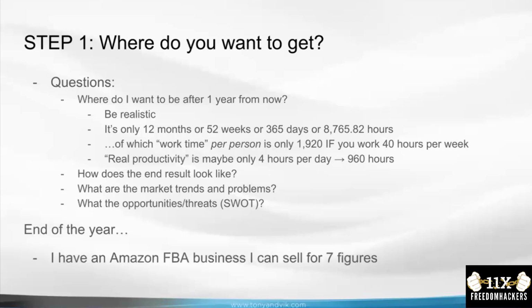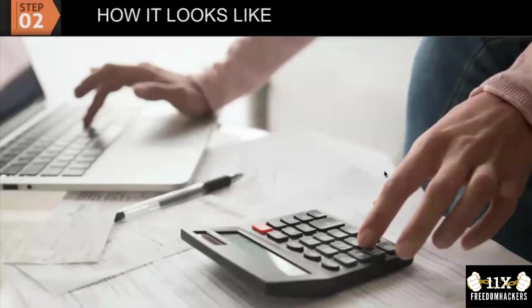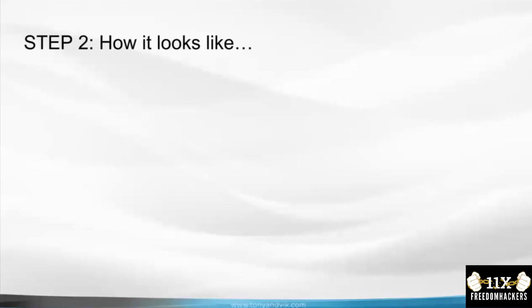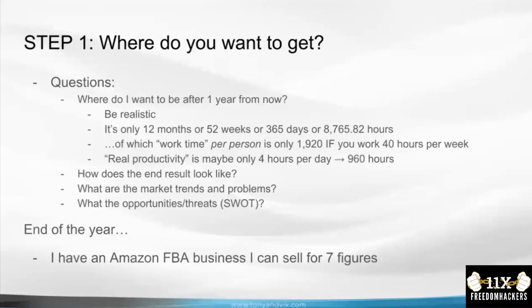And let's just make it simple, in one sentence: where do you want to be 1 year from now? So, for example, okay, I have an Amazon FBA business that I can sell for 7 figures. That's pretty simple to understand, all right? So now we have defined the end result. After 1 year, you have an Amazon FBA business that you can sell for 7 figures.